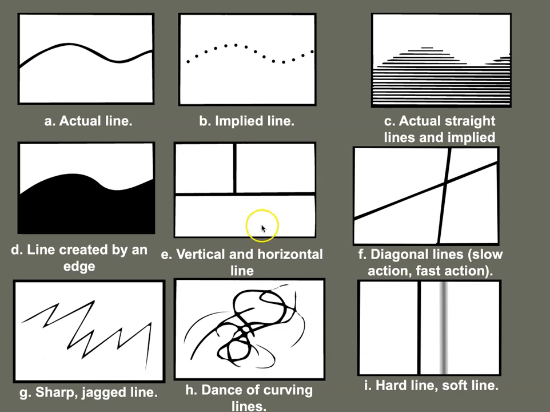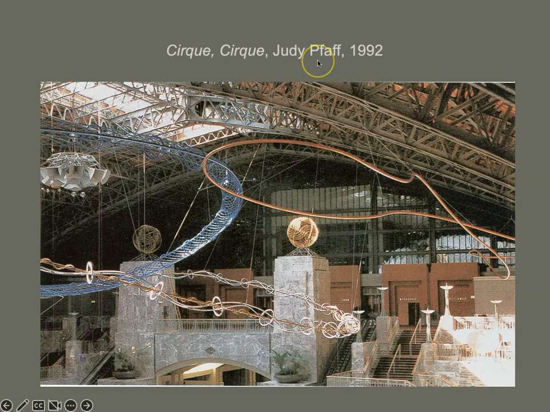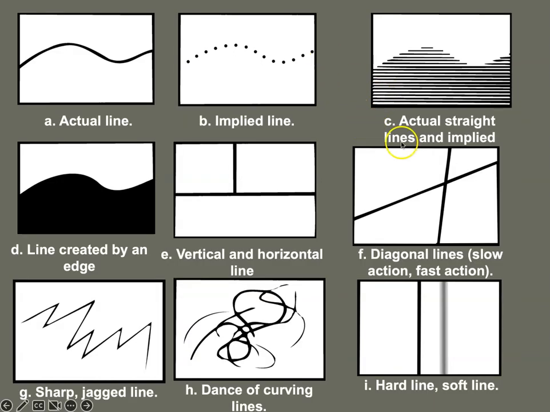The first is actual line. This is where we're actually seeing that path traced by a moving point. There's implied line, where you have these little dots and your eye connects those and creates a line. Here we have actual straight lines and implied lines. We have straight lines here, but then the implied line happens where the ends of the lines are. We have a line here created by the edge of the black and the white. So there's this line right in between them.